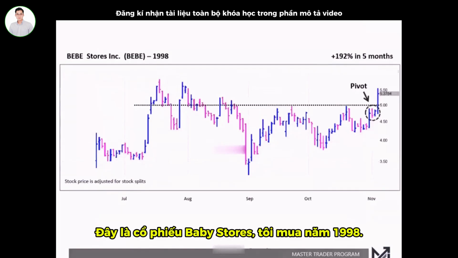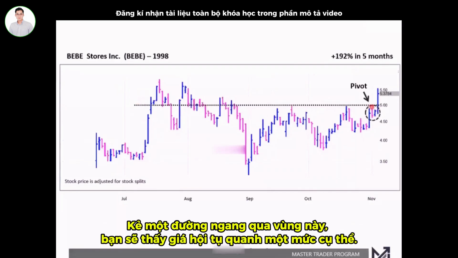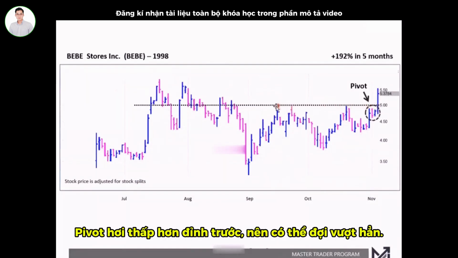Here's a stock I bought back. This was Baby Stores. Some of you that are older may remember this. This is going back into the 90s, 1998. This is really a perfect IPO base, where you set up here and you go through that first base after an IPO. As we draw a line right through here, you see how the majority of the price action, and the closer we get to the right side, the more this confluence area becomes a very, very specific price point that's very close. And you can see the pivot just a little bit lower than this price right here. So you can wait for it to clear that.